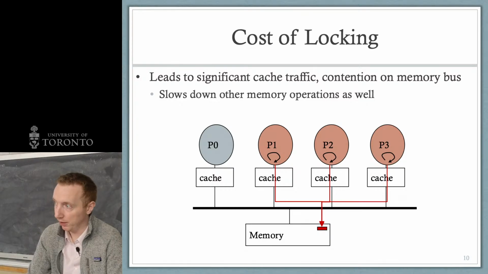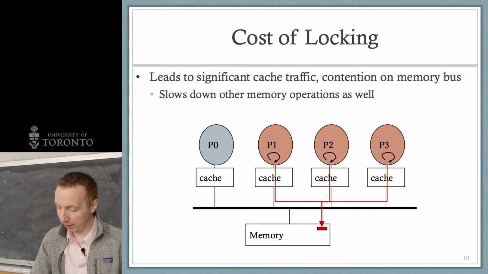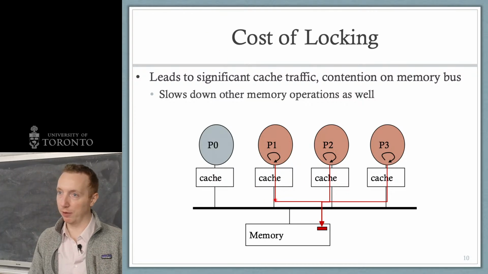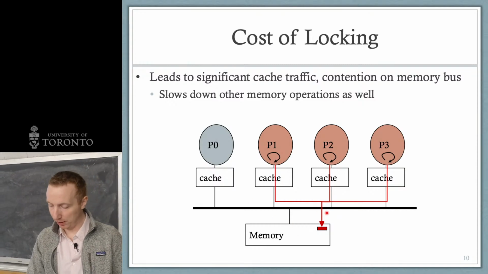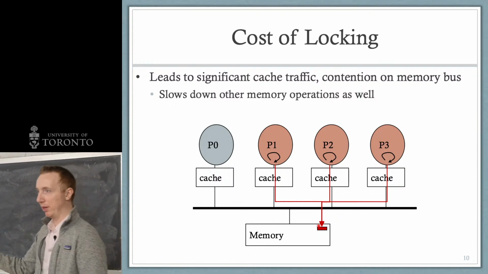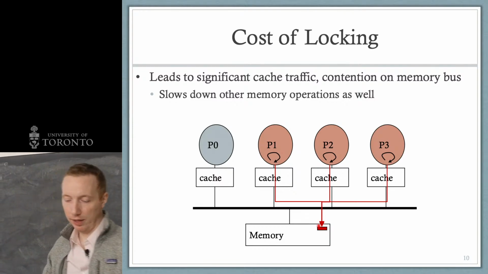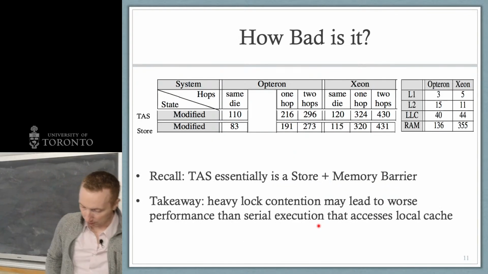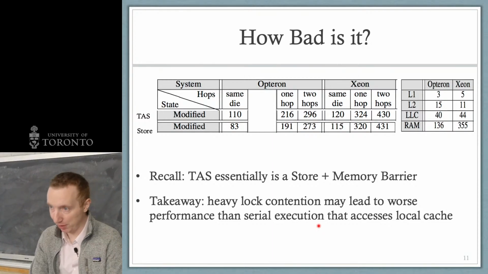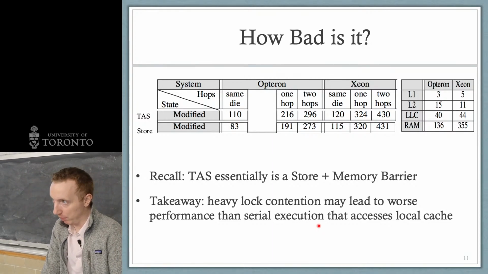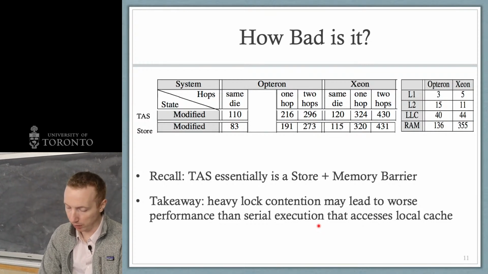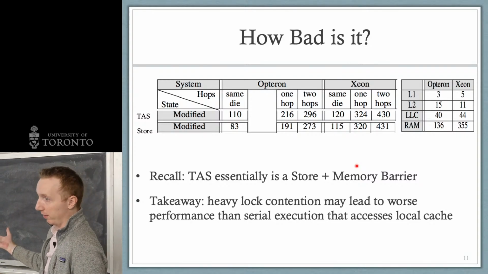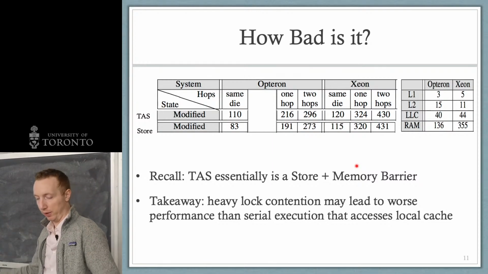So we're going to have significant cache traffic and contention on the memory bus. Things are going to slow down because all of them are spinning. They all have their own local cache at some level, and they all have to be consistent with the value in main memory. Every time they try to do test and set, they would invalidate everything else, and it would be really bad for performance. Test and set is essentially a store plus a memory barrier. So that's just going to make performance really bad for our caches. The more contention we have, aka the more threads all fighting for this lock simultaneously, the worse and worse it's going to get.